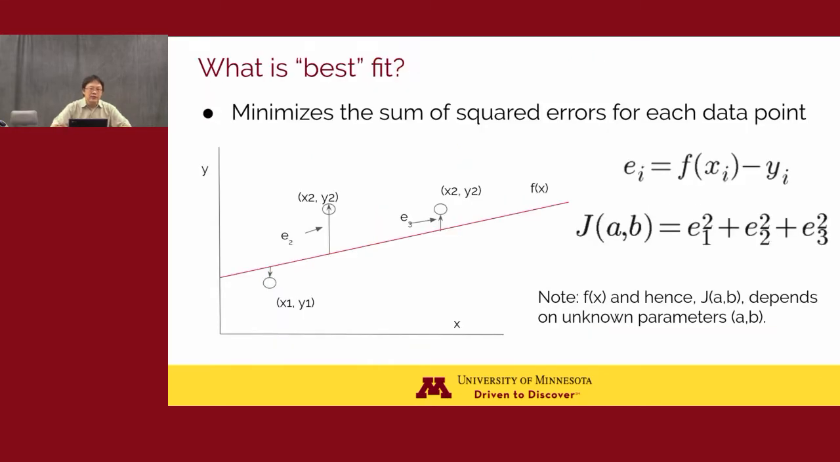So what constitutes the best fit? Here we have 3 data points, and the red line is the hypothesized best fit. Now you can formulate the error as the distance from the data point to the line, the vertical distance. And then for each data point error, e_i, we square it and sum all the e_i's together. So this J tells us how far this line is from all the data points. And our goal is to find an a and b that minimizes this total error J.